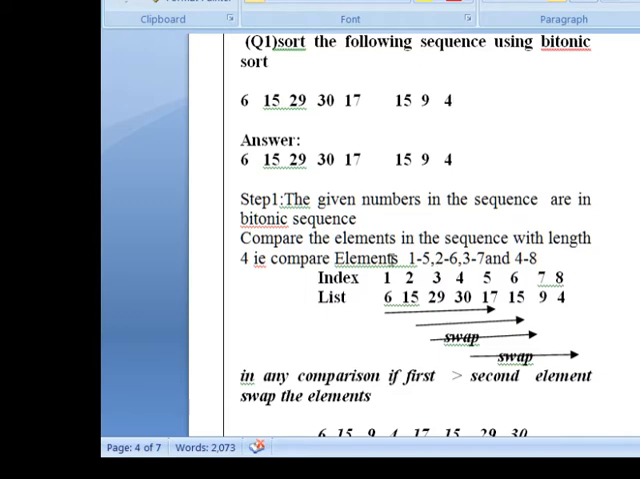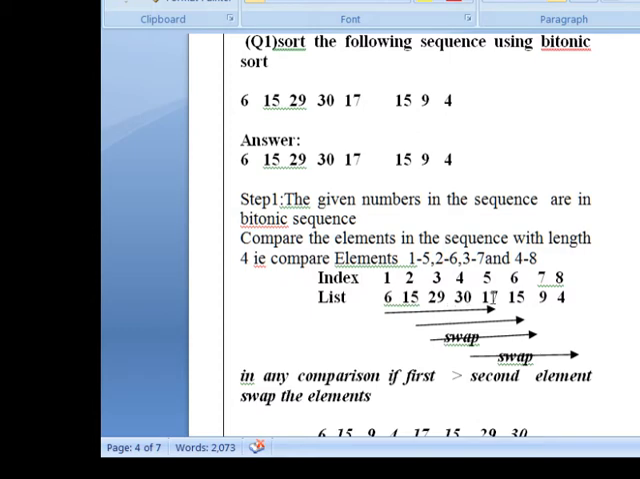Comparing the sequence with length 4 is nothing but giving the first element and fifth element to the first comparator, the second element and sixth element to the second comparator, the third element and seventh element to the third comparator, and the fourth element and eighth element to the fourth comparator.